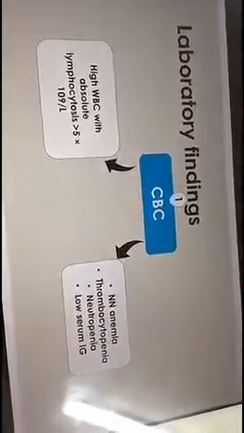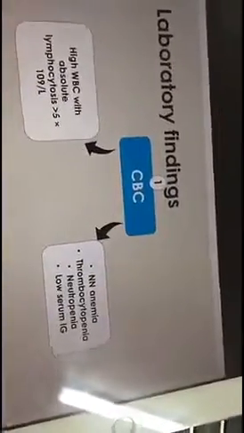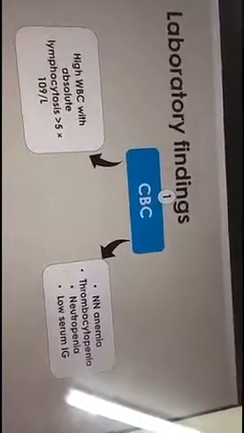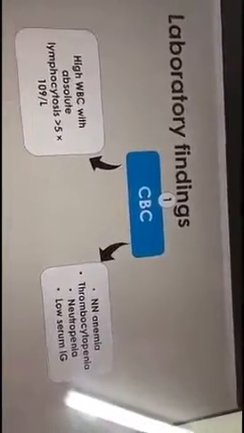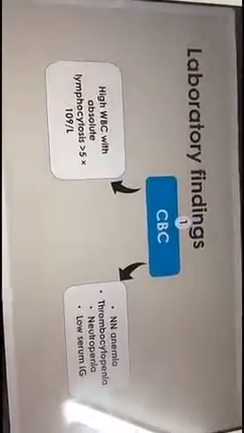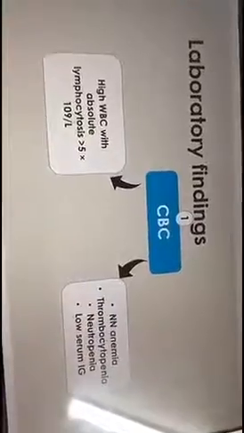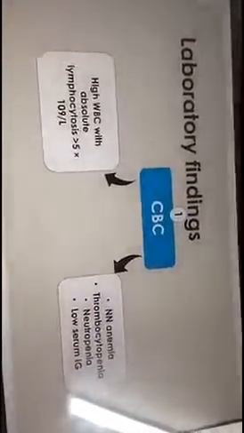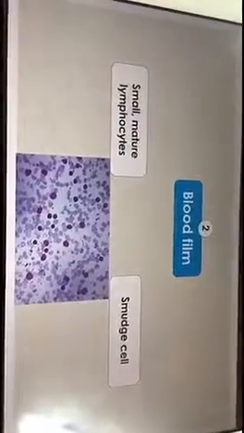ثرومبوسايتوبينيا ونيتروبينيا، وديلا ما راح نشوفهم كثير لأن ممكن البليتلت كاونت والهيموغلوبين والنيتروفيل ممكن نورمال، يعتمد على الستيج، لأن غالبا البون مارو انفلتريشن راح يكون في later stages، ف usually they are not seen. أيضا the serum IgG will be reduced. In blood film we will see the characteristic of lymphocytes.